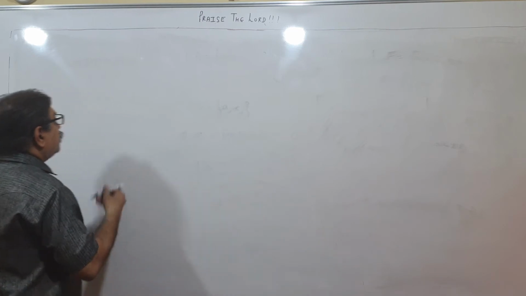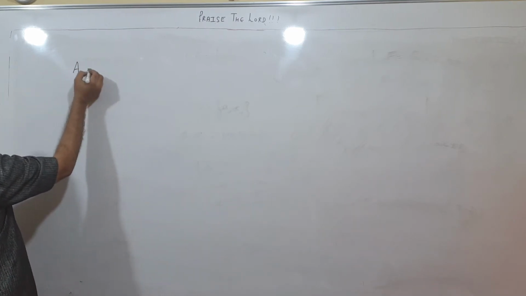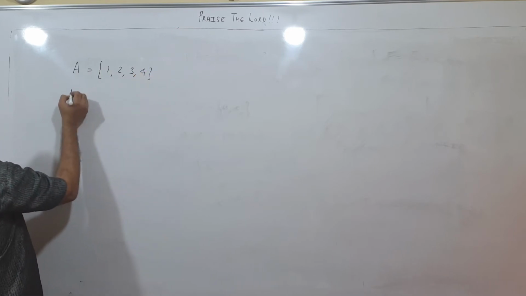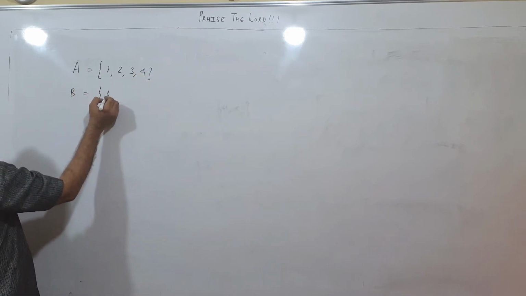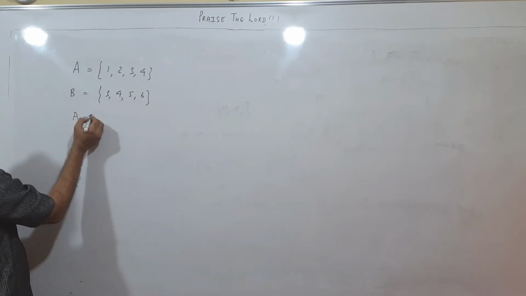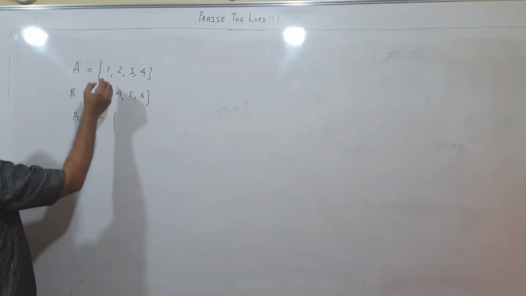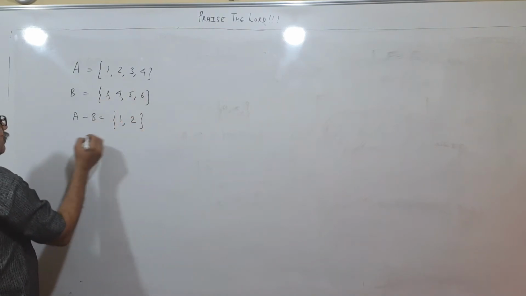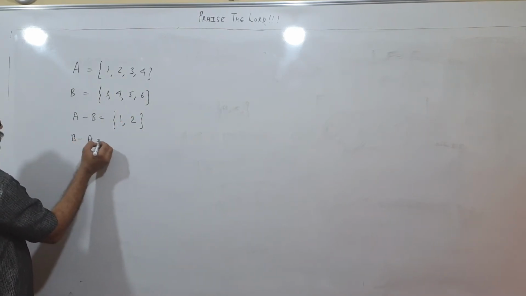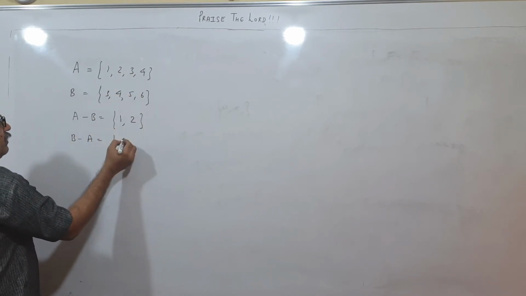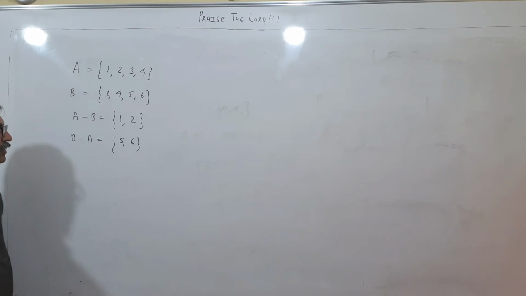Now, see, A is equal to {1, 2, 3, 4}, and B, supposing, is {3, 4, 5, 6}. What will be A minus B? 1 is not in B, so I write 1. 2 is not in B, so I write 2, that is all. What is B minus A? 3 is in A, so I don't write it. 4 is in A also, so I don't write it. 5 and 6, that is B minus A.